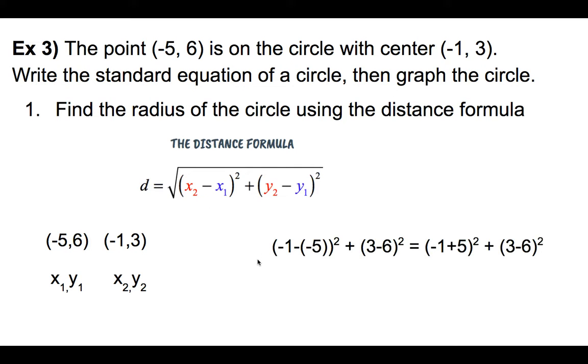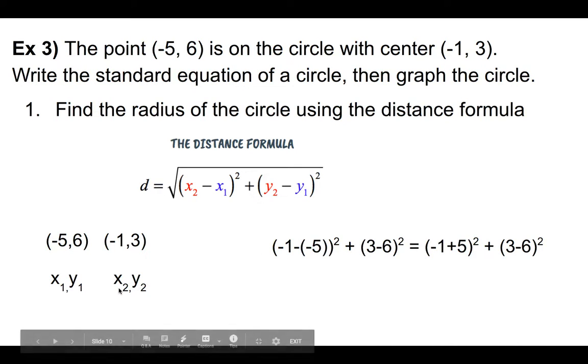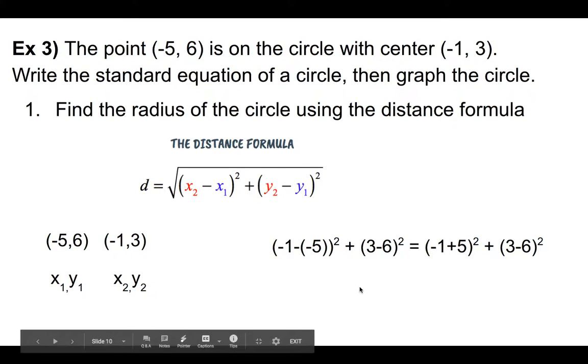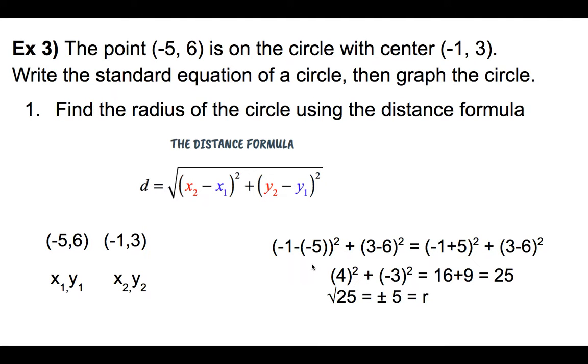So I'm going to substitute back in my values. X sub 2 is -1, and then x sub 1 is -5. So I have -1 minus -5 squared plus, and then y sub 2 is 3, and then y sub 1 is 6. So 3 minus 6, and then squaring that value. For that first one, I'm going to show how if I have minus and negative, it turns into an addition. And so I have -1 plus 5 squared plus 3 minus 6 squared. -1 plus 5 is 4 squared plus 3 minus 6 is -3 squared.